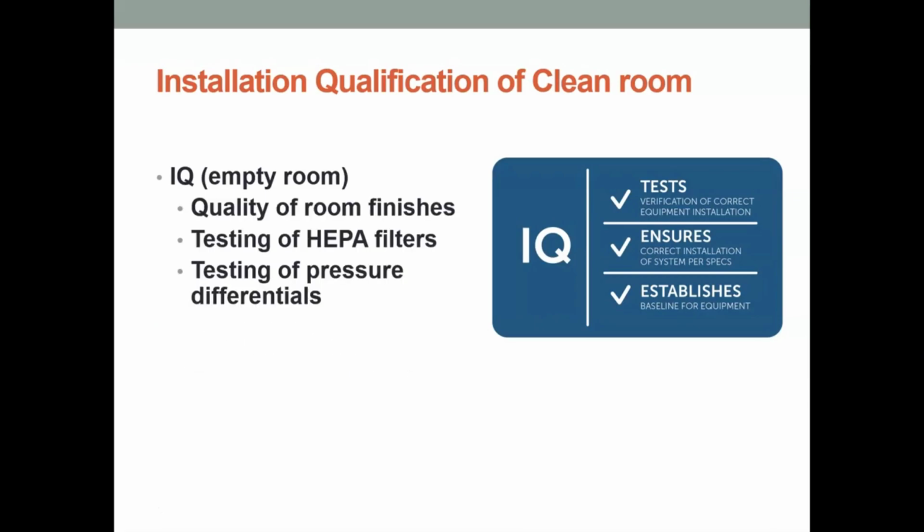So we're going to be looking at the quality of the room finishes. Obviously, in a GMP clean room, the requirements are very specific about what type of finishes you must have in a GMP room. You couldn't have paint that was going to fleck or cause any flecking into your products. You couldn't have any timber in the room. There's different requirements like that.